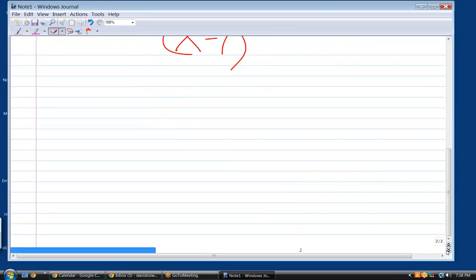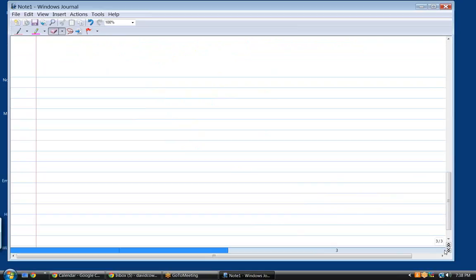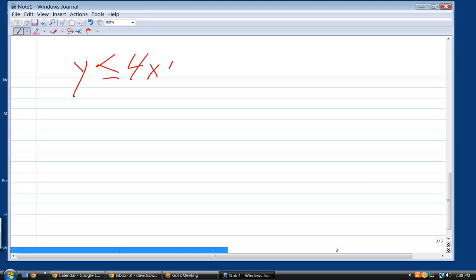Okay. What else? The next one, I have like 3 problems that deal with graphing systems of inequalities. So the first one is y is less than or equal to 4x plus 16. And then y is greater than negative 4 over 3x minus 4. Like that? Yes. Okay.